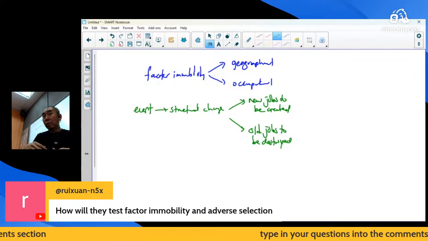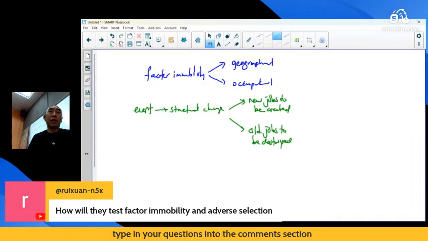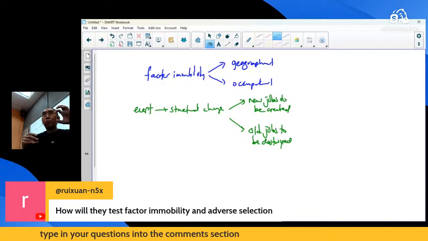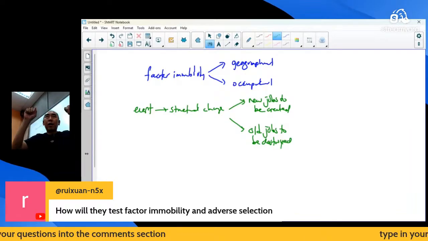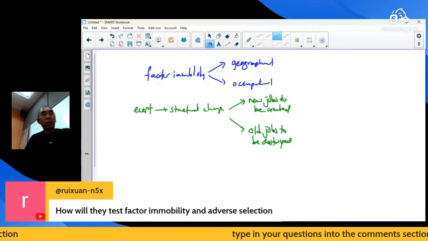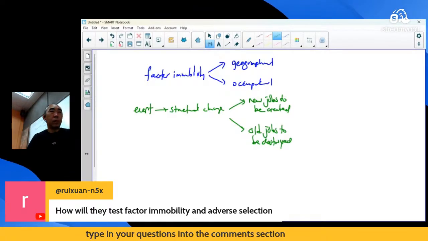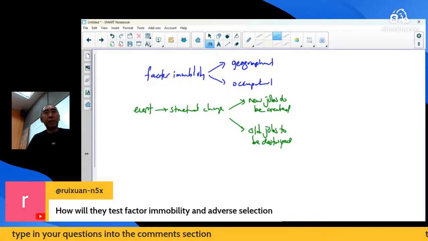Now, of course, they can also test in Part B to ask you policies to deal with factor immobility and adverse selection. So usually, if it's 2 problems in Part A, then there will be 2 policies, 1 for each. So policy 1 to address 1 problem, policy 2 to address the other problem. So that will be how they can test this.